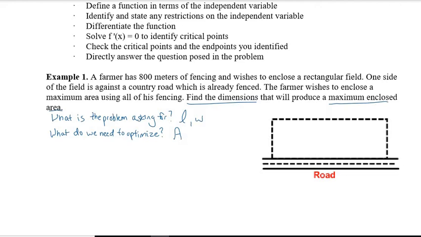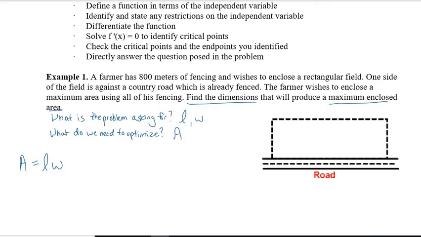So let's start by taking the formula for area. Since it's a rectangle, that should be pretty simple. It's just going to be length times width. Now here's the rub, here's the problem. With calculus, with our differentiation, we only know how to differentiate formulas with one variable. Since we have length and width, this is not going to work for us just yet.